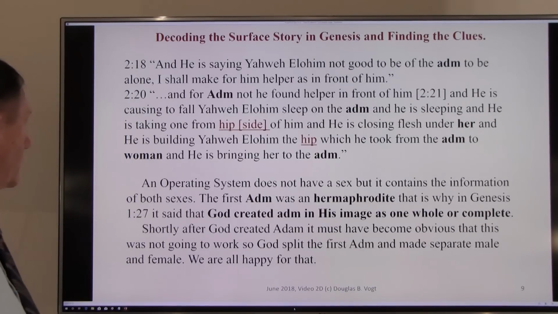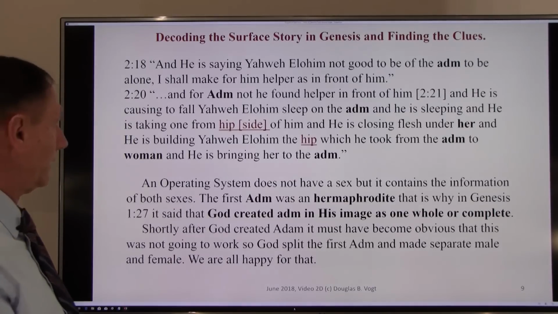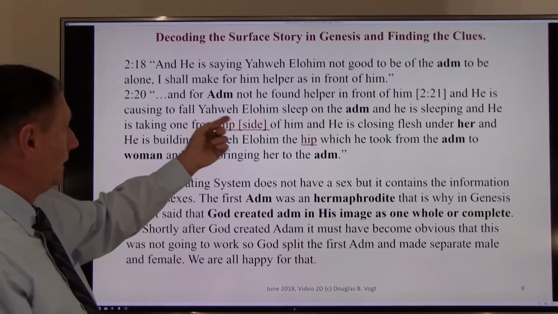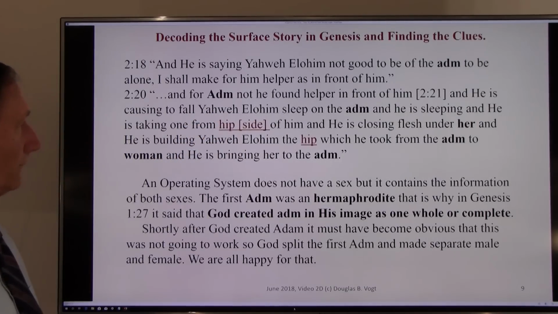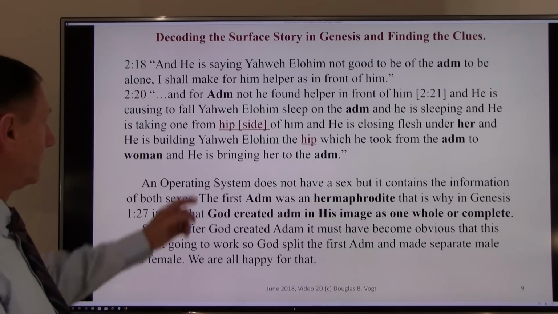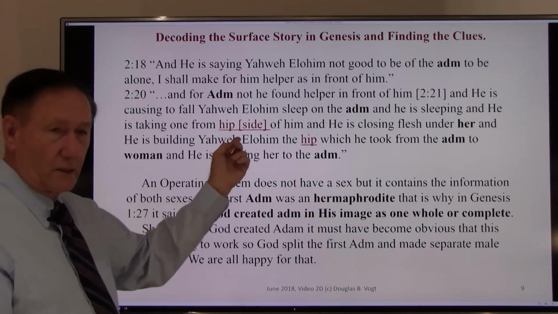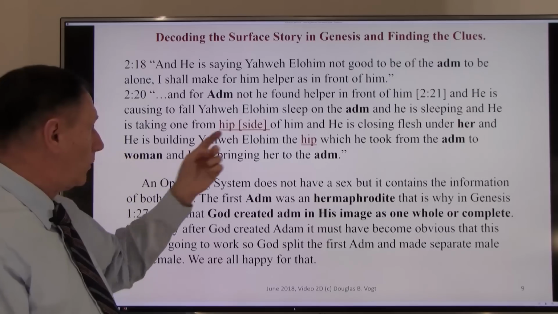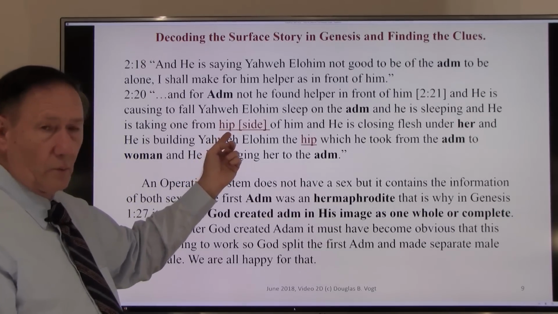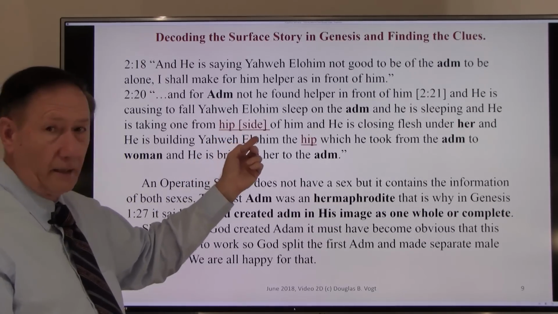Verse 2:20, and for Adam not to be found helper in front of him, and he is causing to fall Yahweh Elohim, that's God, Yahweh is Yod He Vav He, Elohim, sleep on the Adam, and he is sleeping, and he is taking one from hip. Now the way they translate this word, it's rib, but it's not. The word is, literally the word is hip or side.